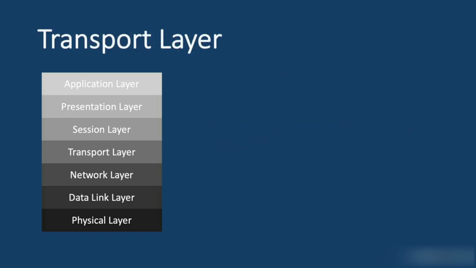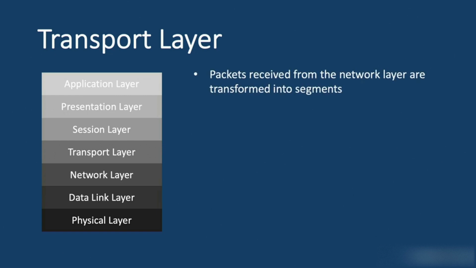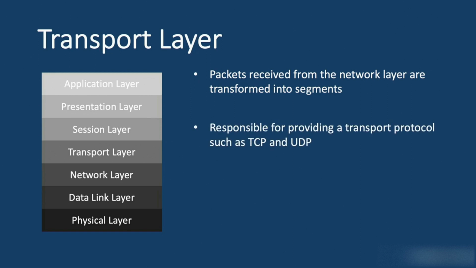Now let's talk about the fourth layer, which is the transport layer. The packets at the network layer, when they move one level up, have some headers added on top of them and are transformed into segments. The transport layer is responsible for a very important function, which is to provide a transport protocol, such as TCP and UDP. TCP is used when you need a reliable data connection because it is a connection-oriented protocol, while UDP is a connectionless protocol, so it operates faster and is used for real-time services such as voice and video.